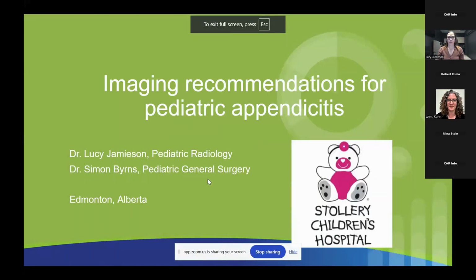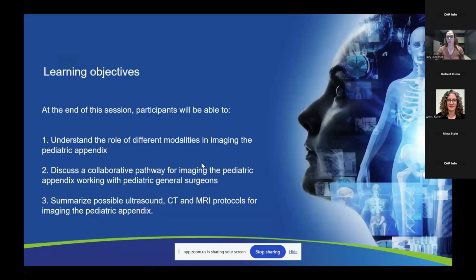We are going to talk about imaging recommendations for pediatric appendicitis. And these are our learning objectives. We're going to talk about the role of different modalities in imaging the pediatric appendix, discuss a collaborative pathway for imaging the appendix, working with general surgeons and our emergency room colleagues, and then summarize the ultrasound, CT, and MRI protocols used for imaging the appendix. And so Dr. Byrns is going to talk now about his clinical perspective.